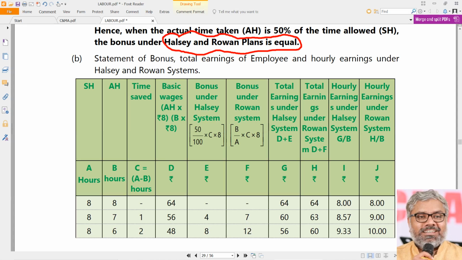Basic wages will be what? 8 rupees multiplied with actual time. So 8 rupees multiplied with B, that gives us basic wages.